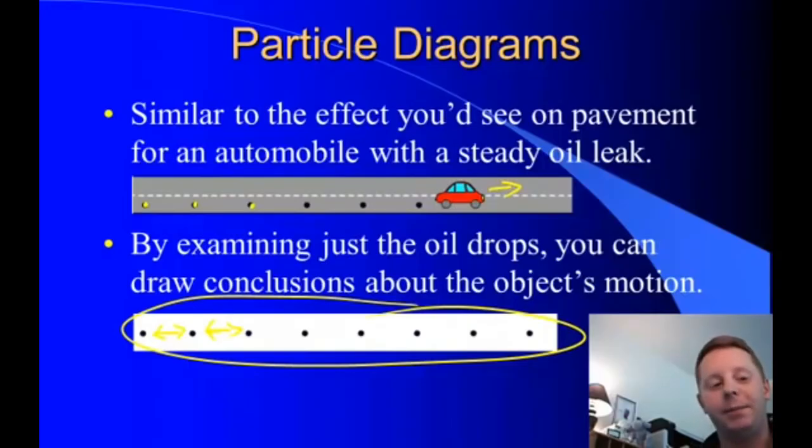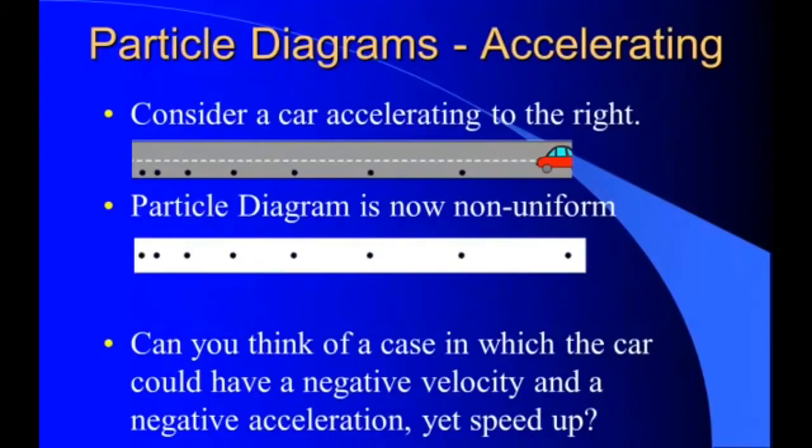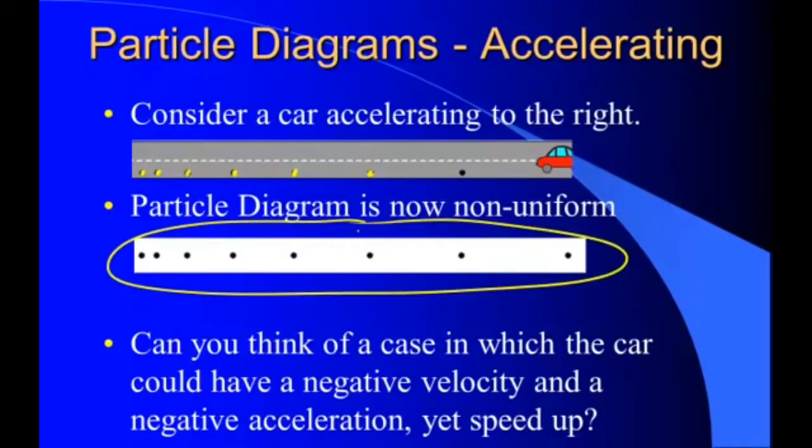constant velocity. If instead your car was accelerating to the right, when you were first starting out at low velocity, the oil drops would be closer together. And over time, they get further and further apart as you are going faster and faster, have a higher and higher velocity. Your particle diagram now is non-uniform. So that particle diagram, the ticker tape or dot diagram, shows you a car that's accelerating to the right.